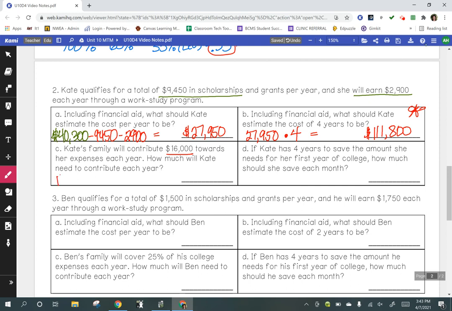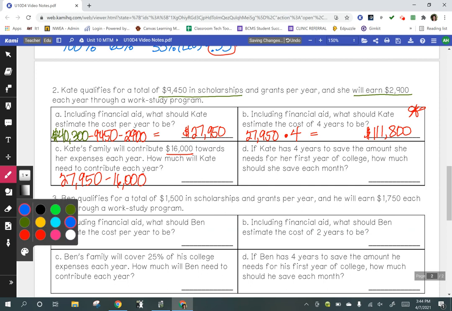So she's starting out with that 111. Oh no, each year. This is 4 years. We need to go back to that each year one, not 111. We're going to start here because we're talking about each year, and we're going to subtract out the $16,000 that her parents are so generously offering. Okay. And when we subtract out that $16,000, Kate's left with $11,950. Okay. That's what she is going to pay.